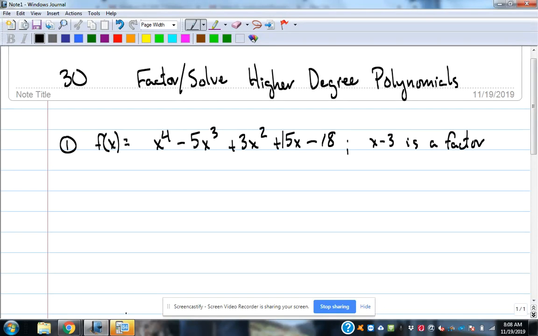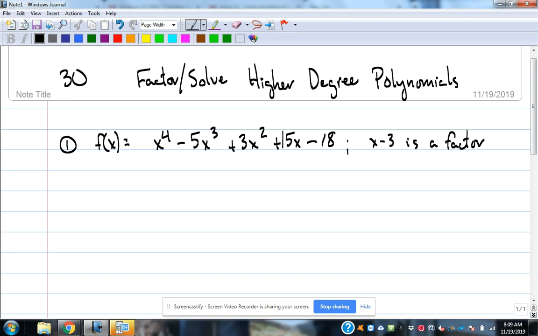So we're going to take what we did yesterday with the synthetic division, and we're going to build on that and use that skill to help us take a larger degree polynomial and break it down into its factors. And then once we get it down into its factors, it's easy to find the zeros or the x-intercepts, the roots. Those are all the same thing for that polynomial.